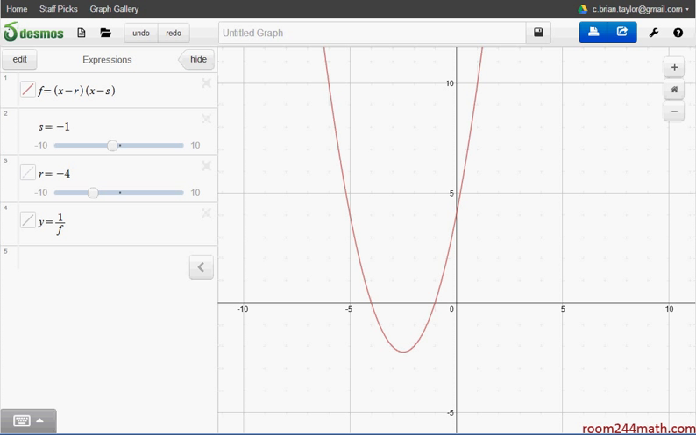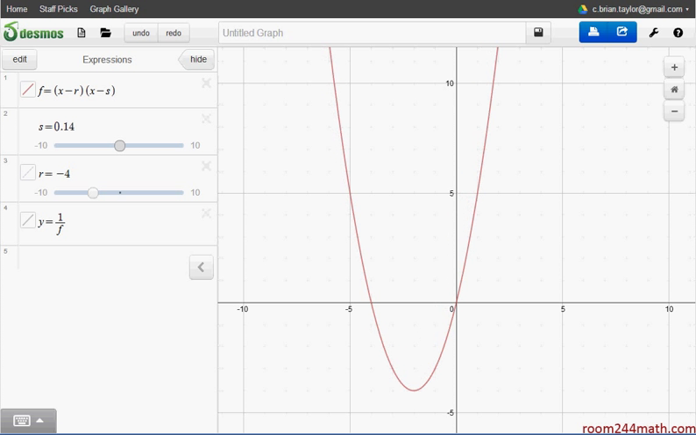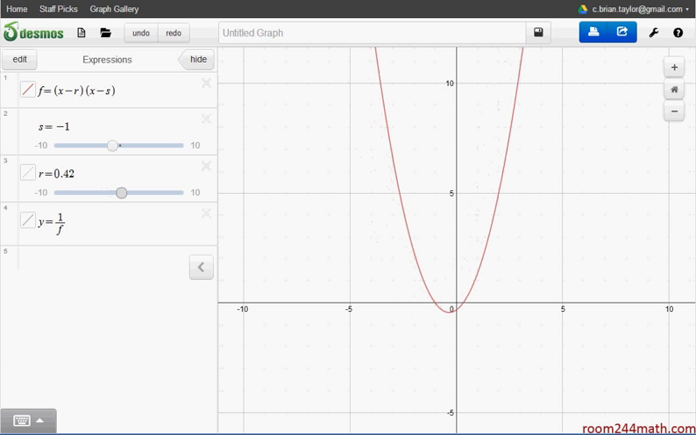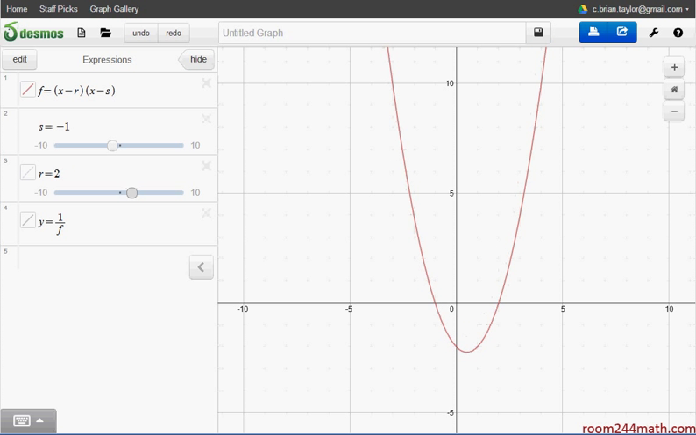So what I've done is I've set up a function f, and I've written the quadratic in factored form. So x minus r, x minus s, and r and s are therefore the zeros, or the x-intercepts. And so right now I've got s set at -1 and r set at -4. And you can see that's exactly where the red quadratic crosses at -4 and -1. And I can move this around and it changes the parabola. So I can have zeros of -1 and 2, for instance.